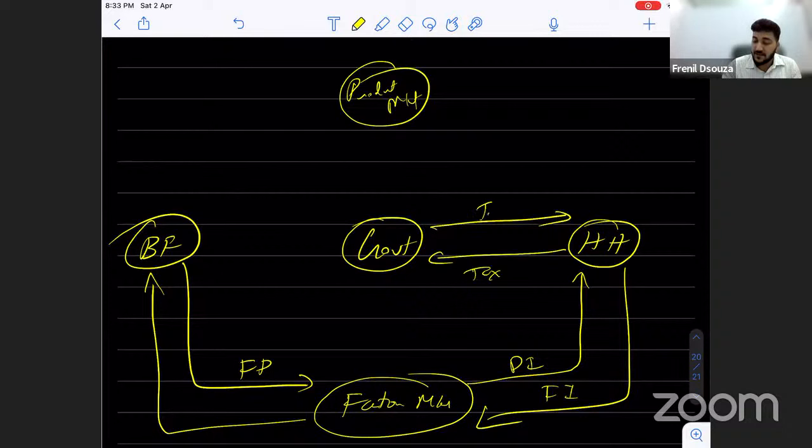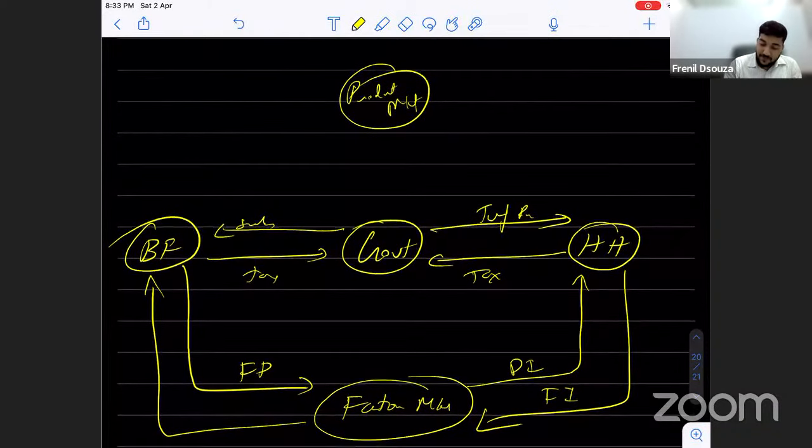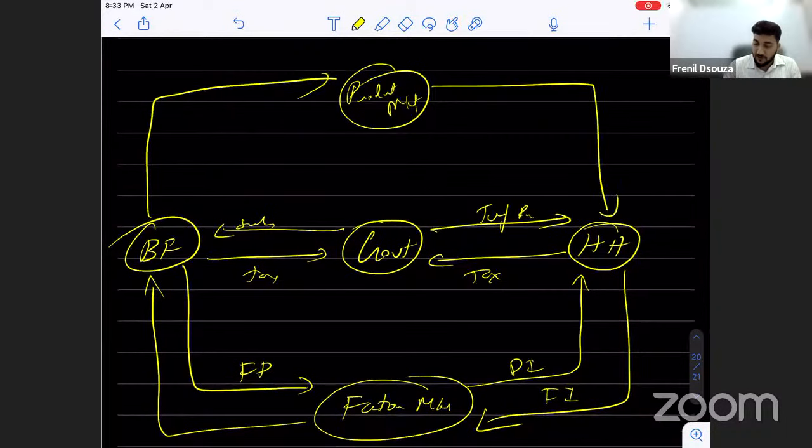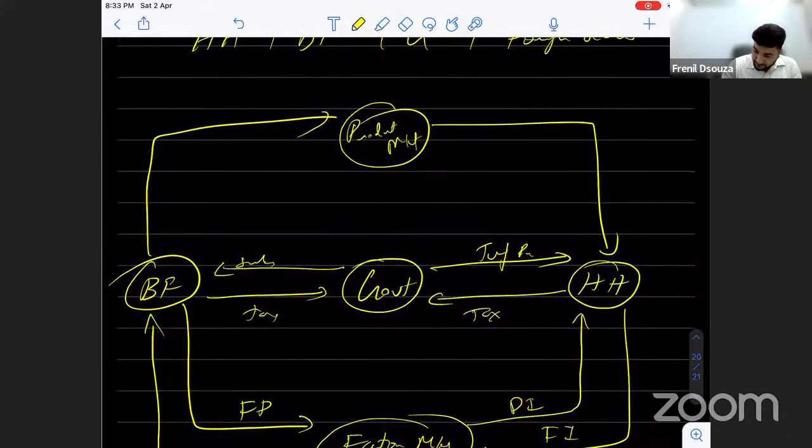They will get something called transfer payments. And business firms also pay taxes, and in turn they get something called subsidies, right? Until then everything is the same. And then business firms give goods and services through the product market, which will be taken to the households. At the same time it will be supplied to the government as well.